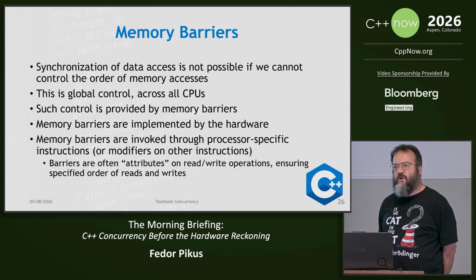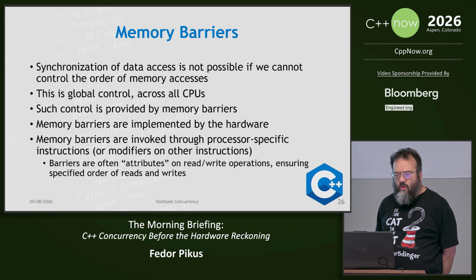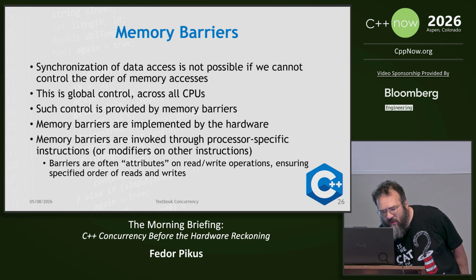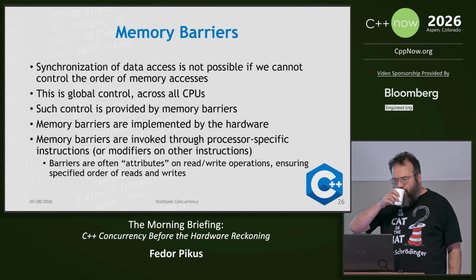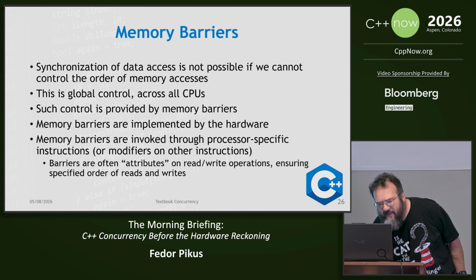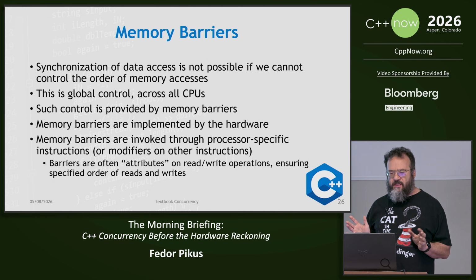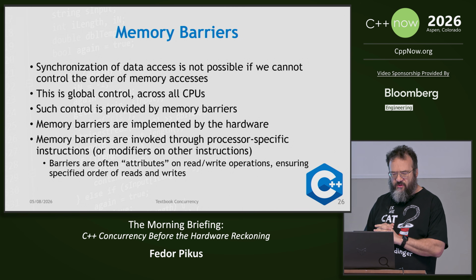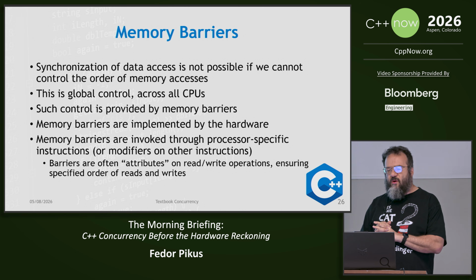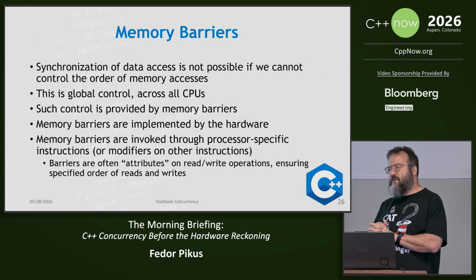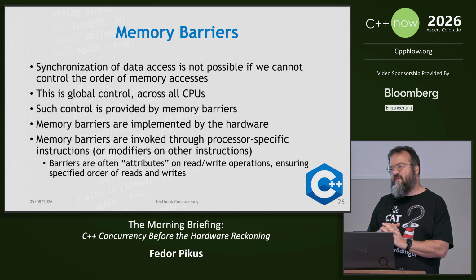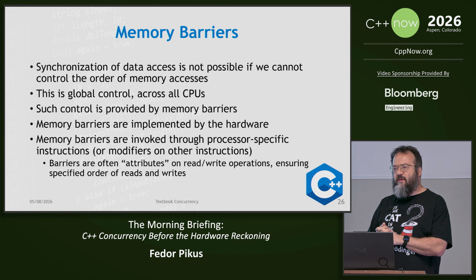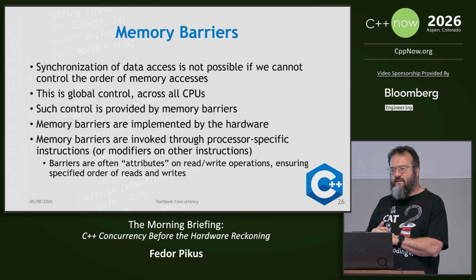Well, hardware doesn't care what it was called. So we need some way of controlling the order of memory accesses. It's global because it's across all the CPUs on the shared memory system. And that's what memory barriers do. They always have hardware support of some sort. They are usually invoked either through specialized CPU instructions or through modifiers on other instructions. They're often attributes on operations that interact with memory, reads, writes, things like that.